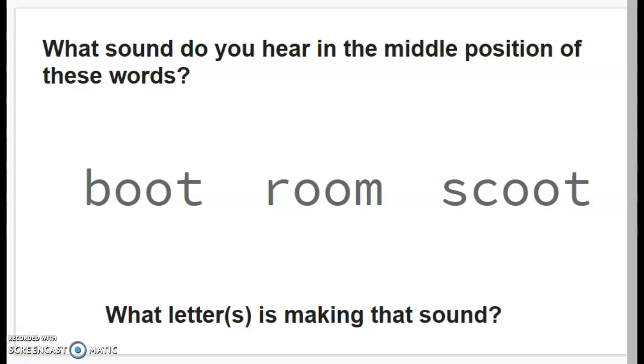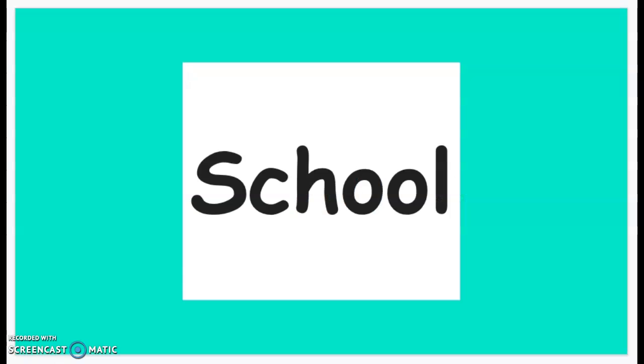We have one sight word for this lesson. School. Sk-ool. It makes it hard to sound out because you don't hear the H sound. Sk-ool. But there's our two O's. Repeat after me. School.